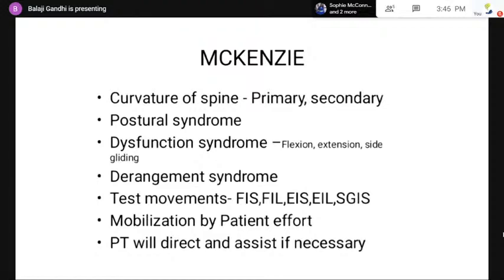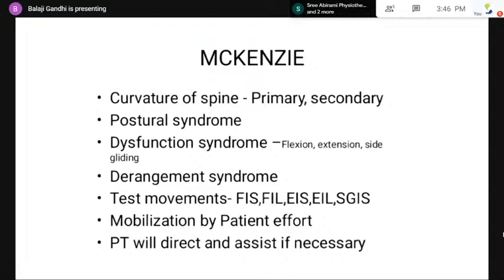McKenzie described test movements: flexion in lying, flexion in standing, extension in standing, extension in lying, and side gliding in standing. So there are five test movements. In the standing position, we ask the patient to lean forward and try to touch the ground. We examine how much range of movement there is and where the pain is coming from. Then flexion in lying: the patient is in supine lying and brings the hip and knee into flexion towards the chest. That is flexion in lying.